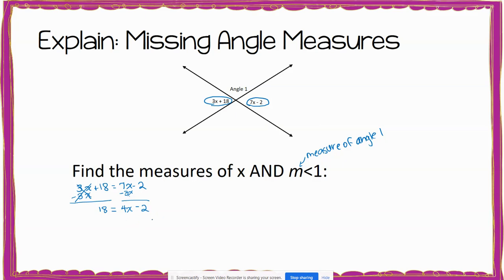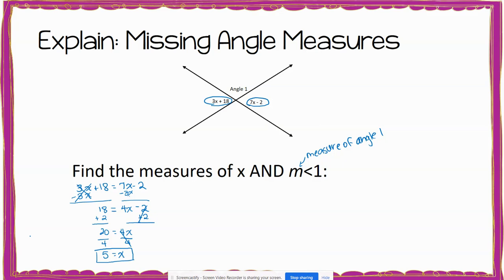Well, now I need to find out how to get x by itself. So I need to get rid of this minus 2 first, so I'm going to add 2 on both sides of this equation. Well, 18 plus 2 is 20. And then these would cancel, and I would be left with 4x. Well, then I would divide by 4 on both sides. 20 divided by 4 is 5, and 4 divided by 4 is 1. 1x is just x. So that means that x has a value of 5.